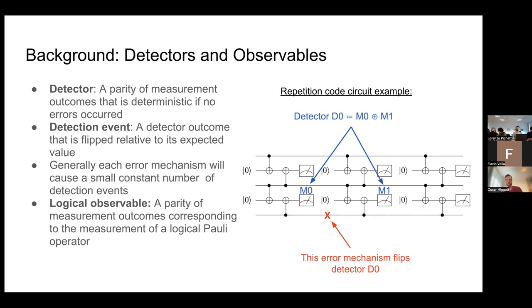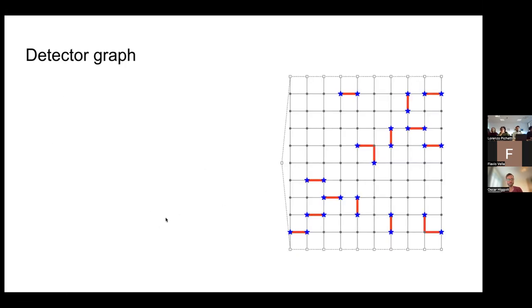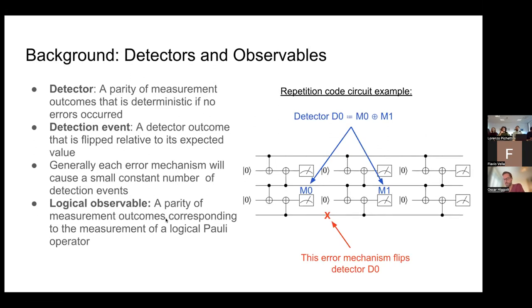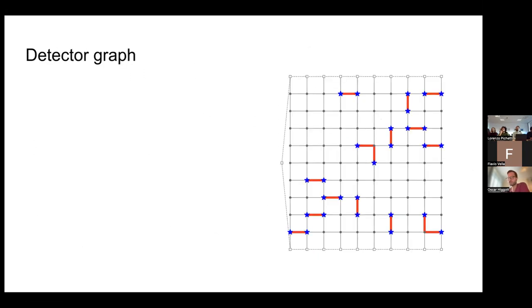And finally, there's a logical observable. This essentially corresponds to measuring the actual state of the logical qubit. So it's some set of measurement outcomes, or the parity of a set of measurement outcomes, that corresponds to actually measuring the information that you've encoded and protected. And so we want our decoder to correctly predict the logical observable. We want to preserve the logical information so that we correctly measure the outcome of the logical qubit when we measure it. So that's also just a parity of measurement outcomes, but it corresponds to measuring the information rather than just the stabilizers, which give you information about the errors.